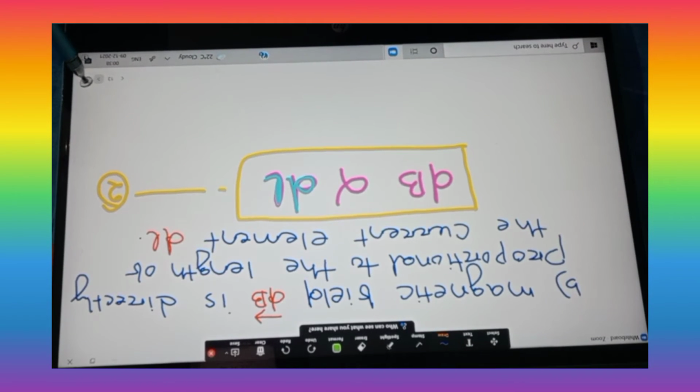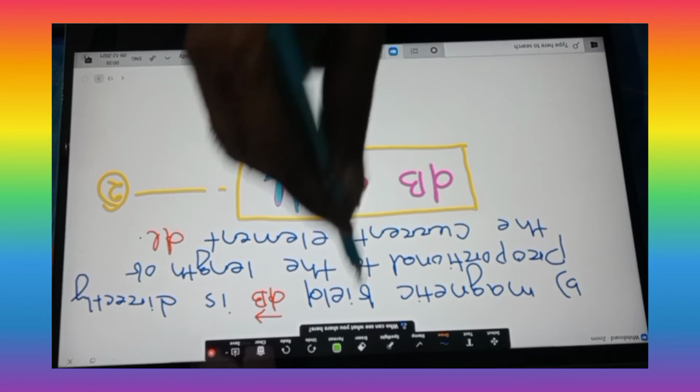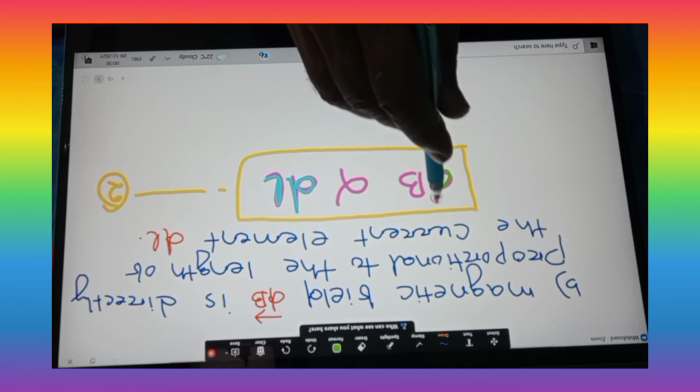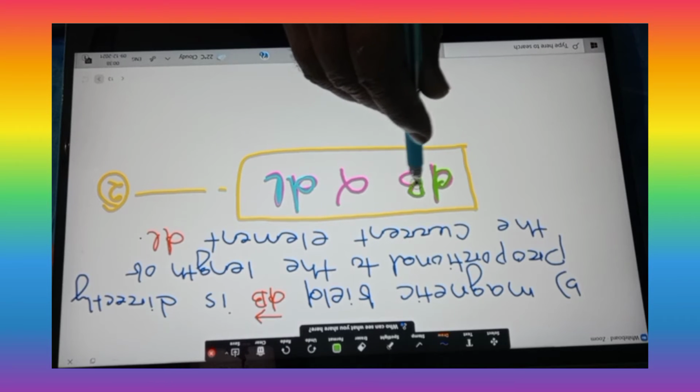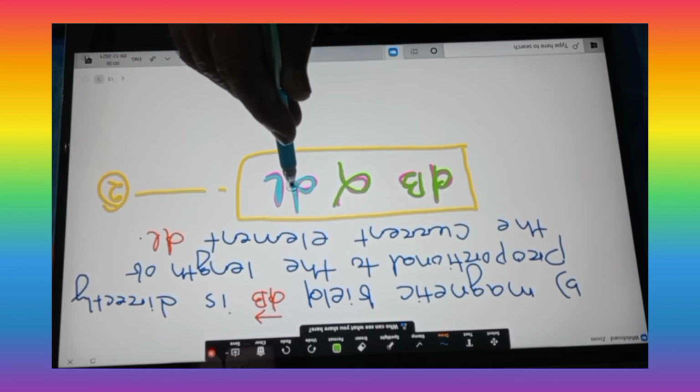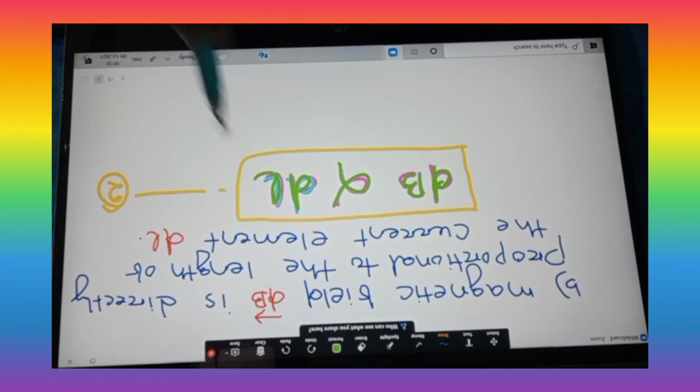And the second point is that the magnetic field is directly proportional to the length of the current element dl. It means if the length of the current element increases, the magnitude of the magnetic field also increases. Yes, understand? So here the magnetic field is directly proportional to the length of the current element, right?